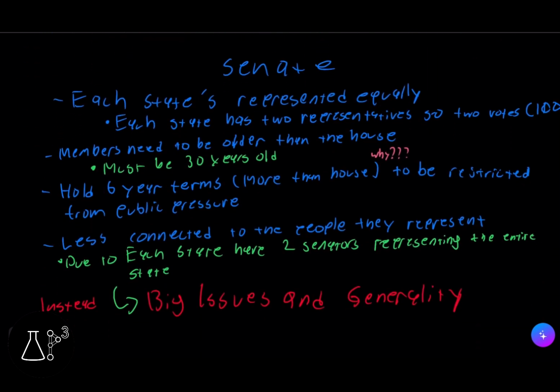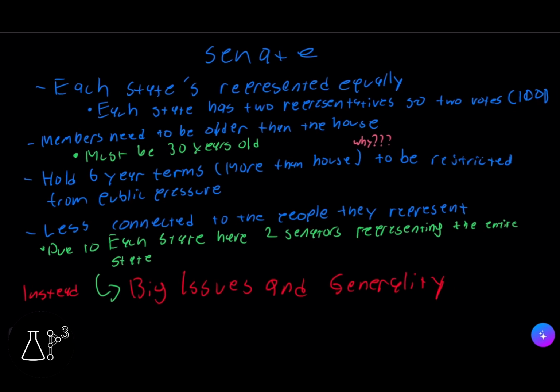So we're going to talk about the Senate first. Now, in the Senate, each state is represented equally. So each state is going to have two representatives, so two votes. And there's going to be a total of 100 senators because there are 50 states and 2 senators per state. So 2 times 50, 100 senators. Now, each member needs to be older than the people in the House of Representatives, so they must be 30 years old. And they're going to hold 6-year terms, which is more than the House of Representatives.